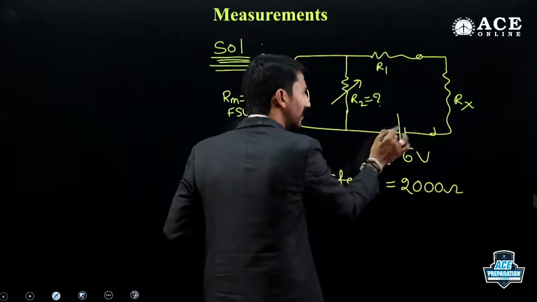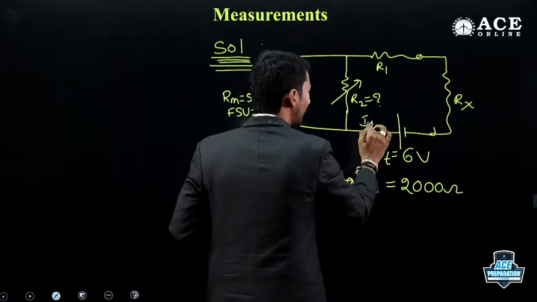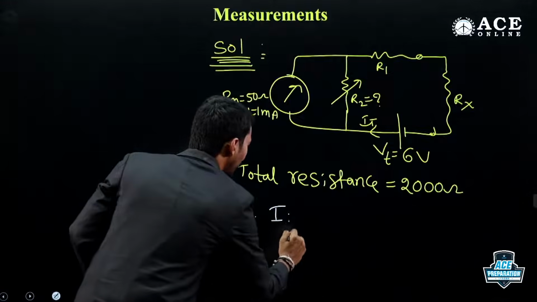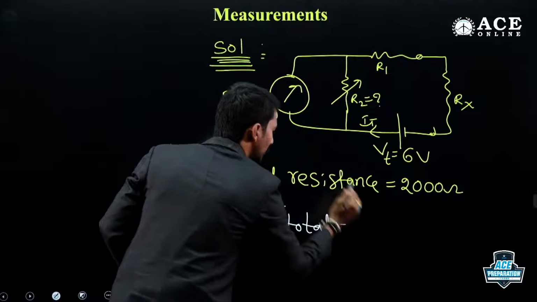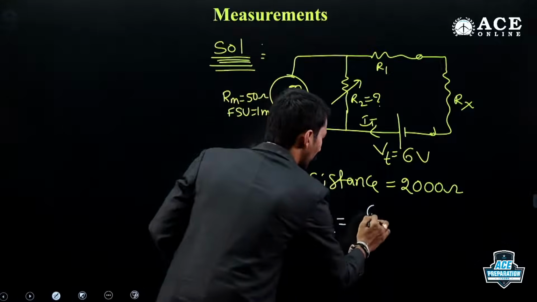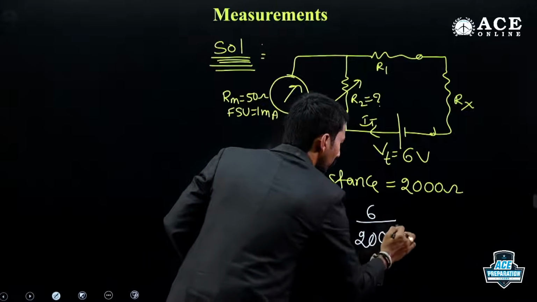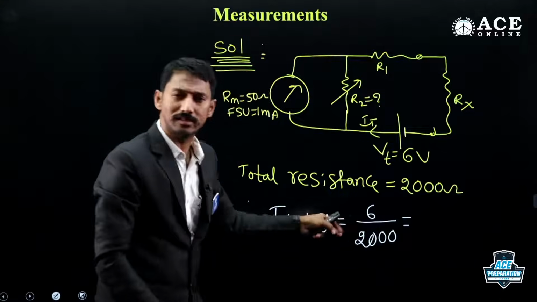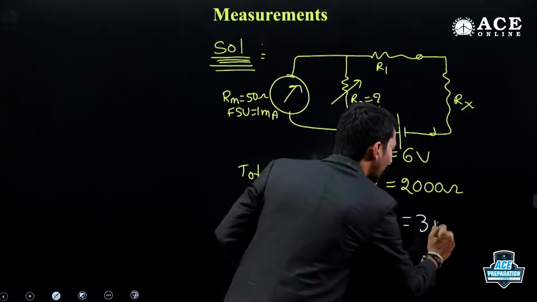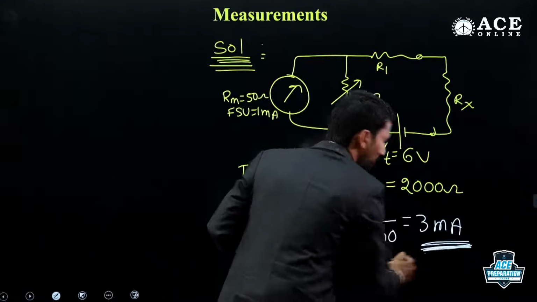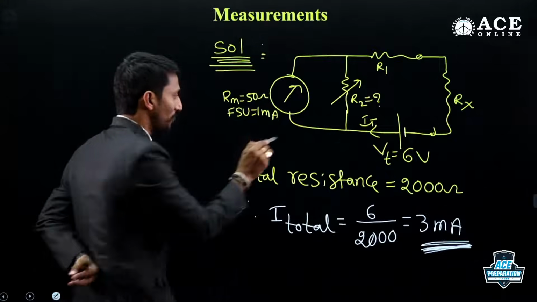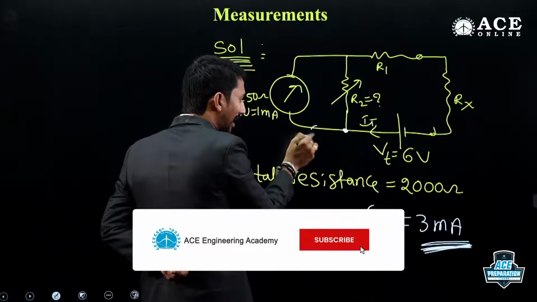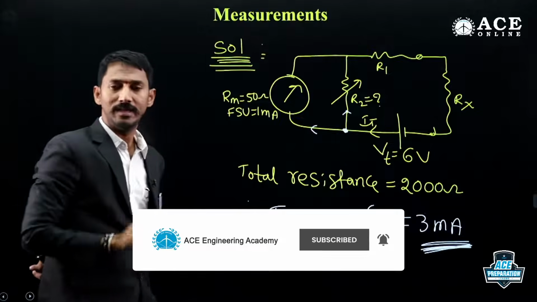Assume the current direction like this, no need to worry. This is I total. Therefore, I total is equal to V total, 6, by 2000 ohm. 6 by 2000, 6 by 2 means 3 milliampere. So the total current in the circuit is 3 milliampere. But be careful. The total current is coming over here, and at this point the current will be divided. Compulsorily, the current will be divided.